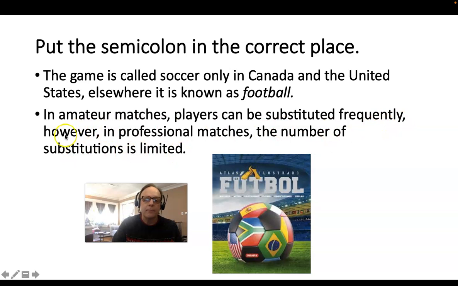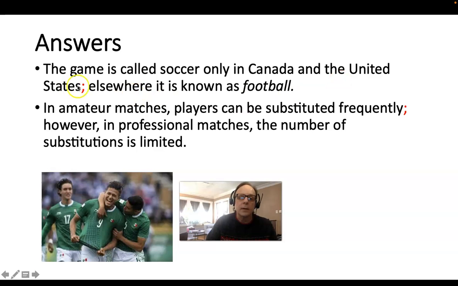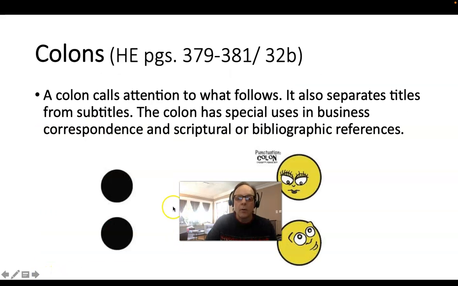Once again, we have a transitional word with a comma after it, but probably need a semicolon here because we're going to set that off because it's two independent clauses. So let's see. Yes, that looks right. We put the semicolon here, and we put a semicolon here after frequently, and then the comma remains after the transitional word, however. All right, let's talk about colons.